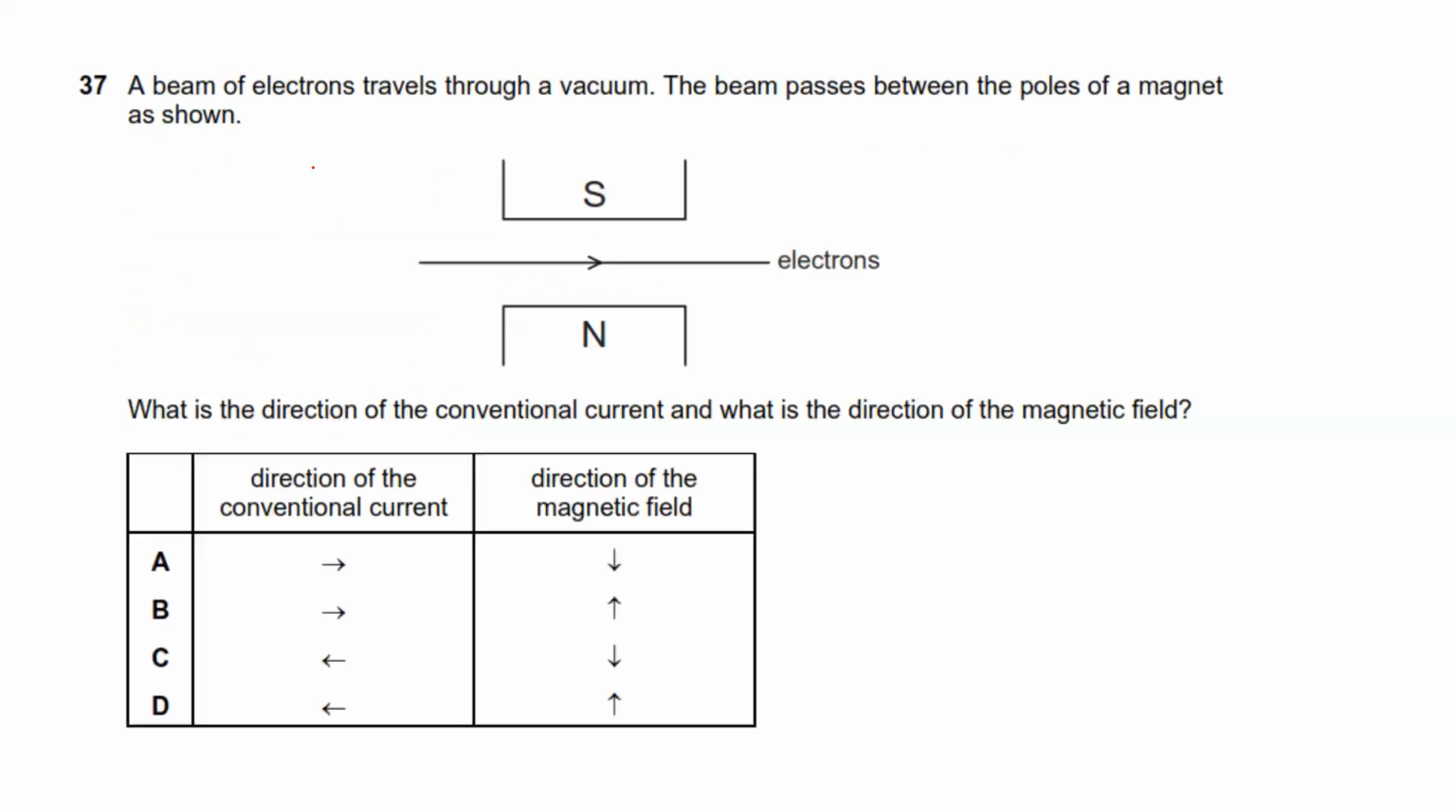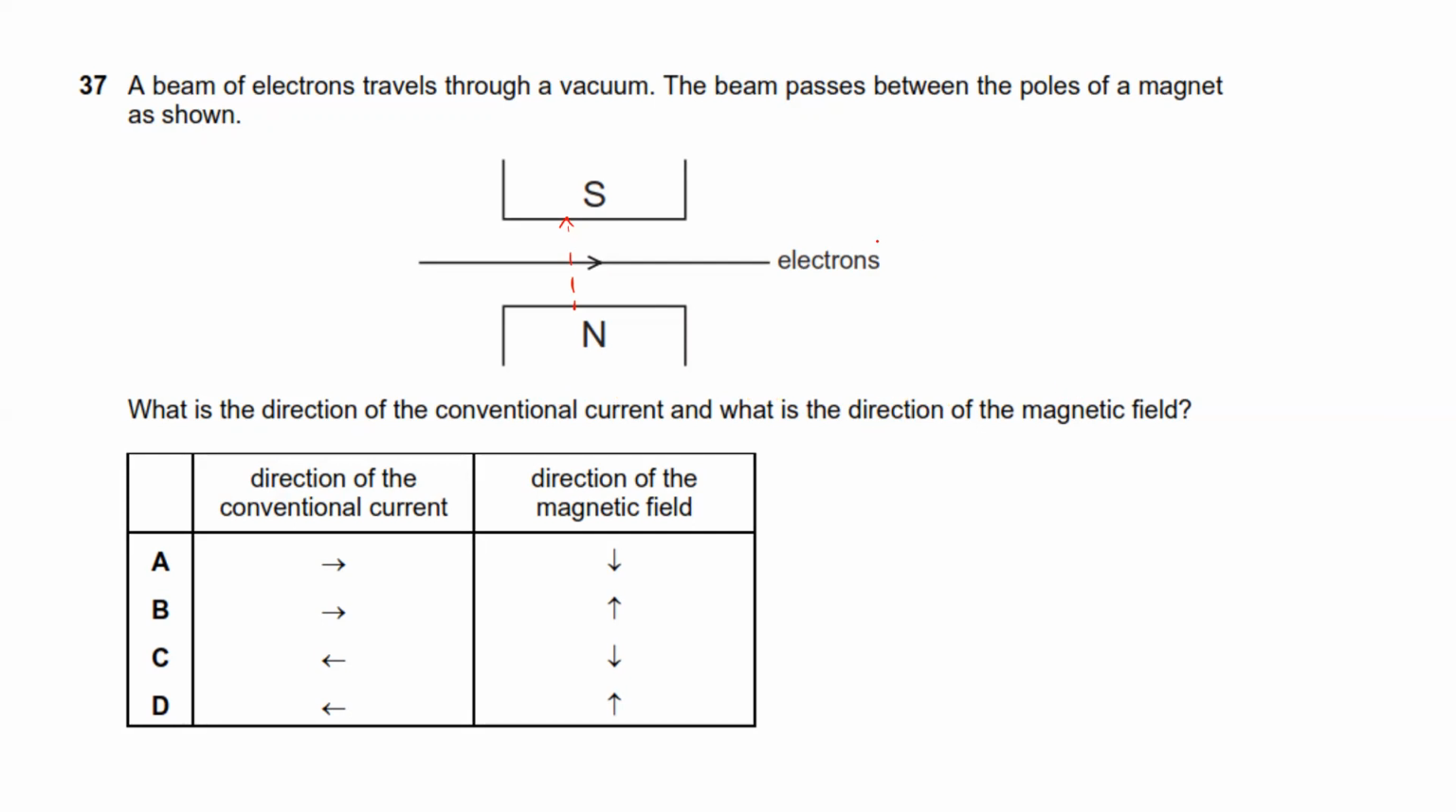Then question number 37. It says a beam of electrons is traveling through a vacuum. The beam passes through the poles of the magnet. So the poles of the magnet are between north and south. What is the direction of conventional current and what is the direction of the magnetic field?